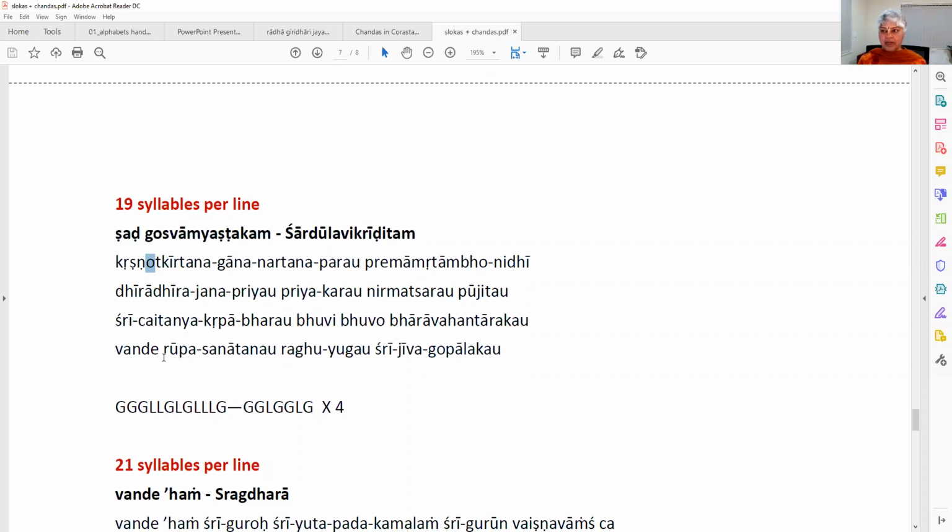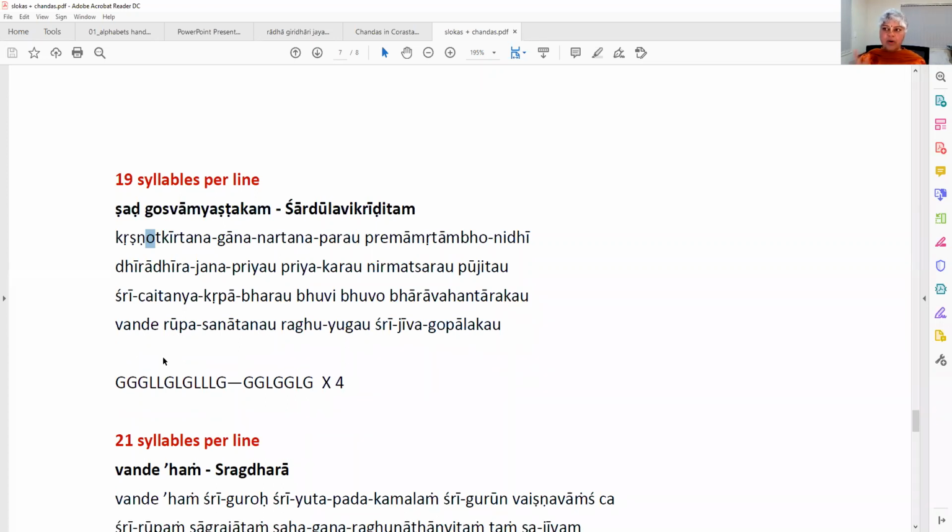Another way of reciting this verse, there is another tune which is the traditional tune.